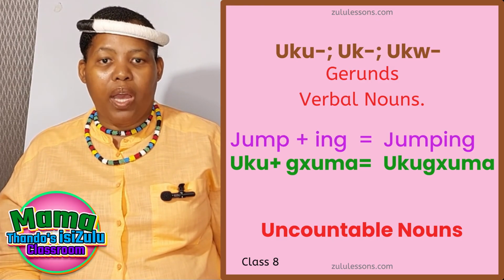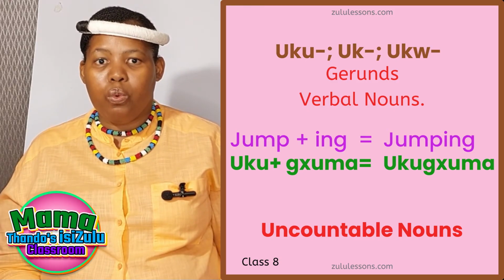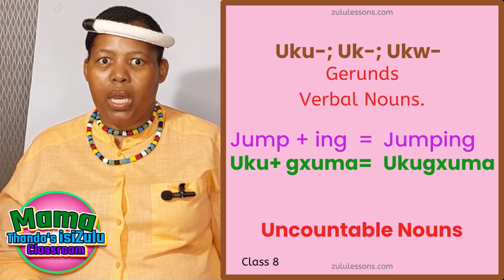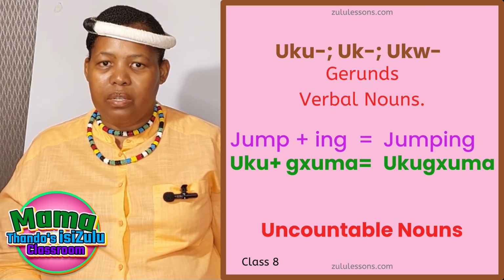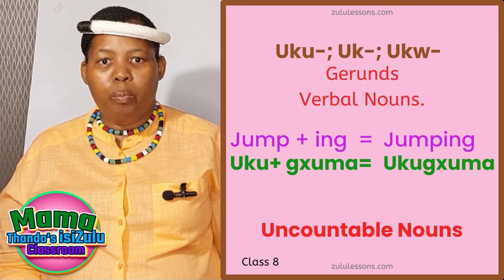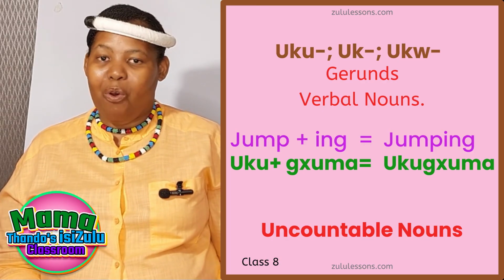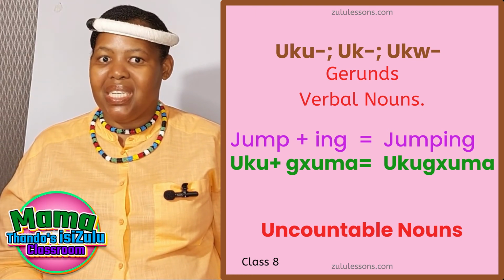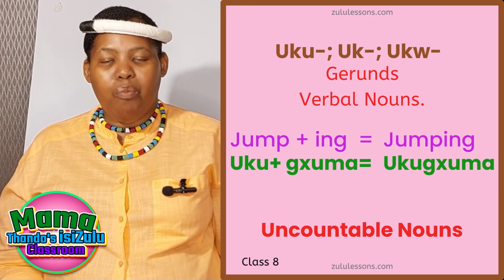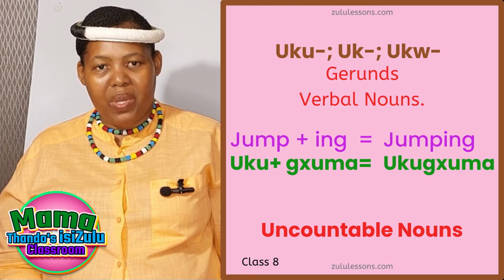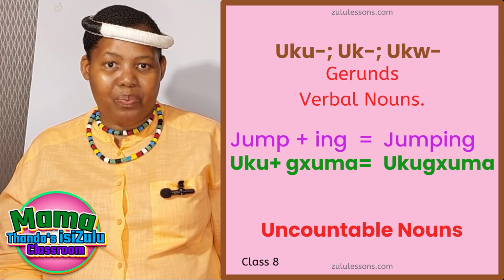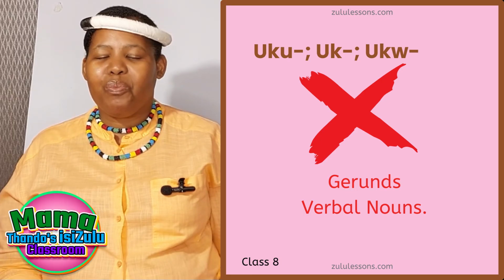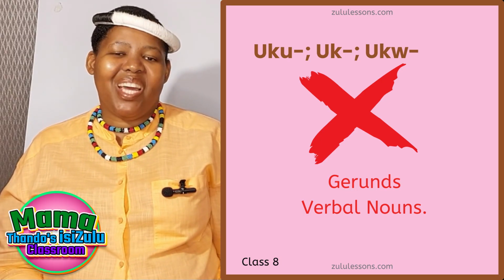The word to jump is yeqa. And so when we make it into a verbal noun or a gerund, we say ukugxuma. So you could say our ing comes before the verb, and it is uku, and in some words is ukw, and in others uk. We can't count those types of things. And so we are unable to put a number to them.